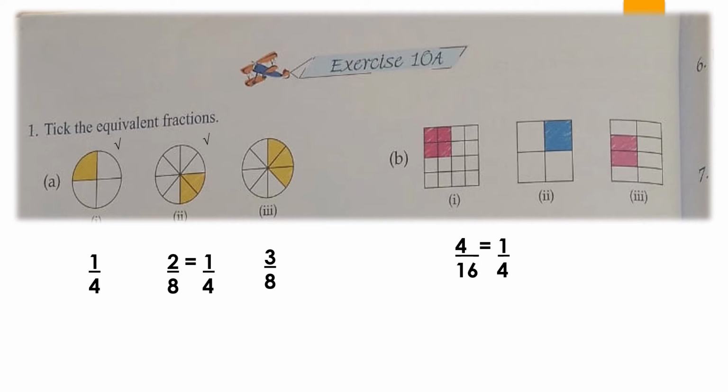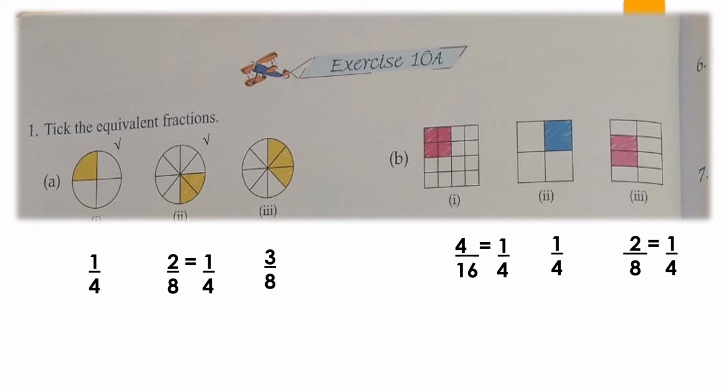So divide them by 4, numerator and denominator, you will get 1 by 4. The next picture is also 1 by 4 because one part is shaded and total parts are 4. The third one is the fraction it is making, that is 2 by 8. Total parts are 8 and colored parts are 2. Now 2 and 8 come in the table of 2. Divide them by 2, both the numerator and the denominator, you will get 1 by 4.